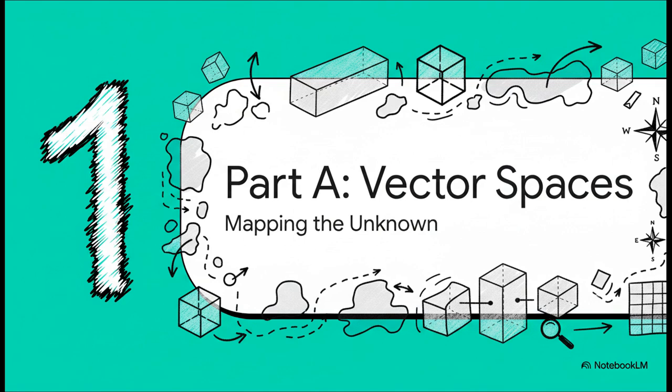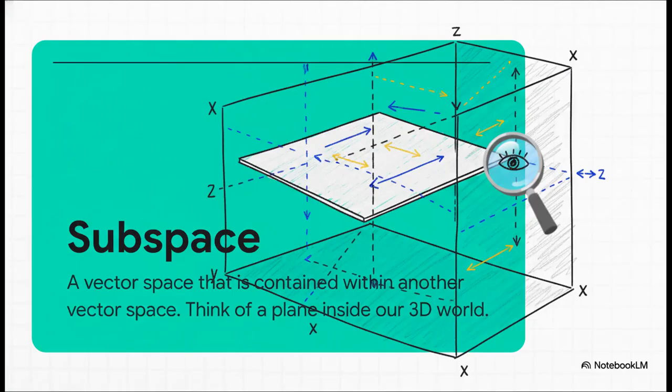Part A is all about understanding these abstract things called vector spaces. Really, it's about figuring out their size and how they fit together. You can think of us as explorers, trying to map out some unknown territory in a four-dimensional world. But before we start exploring, we need to know the lingo. First up, subspace. What is that?